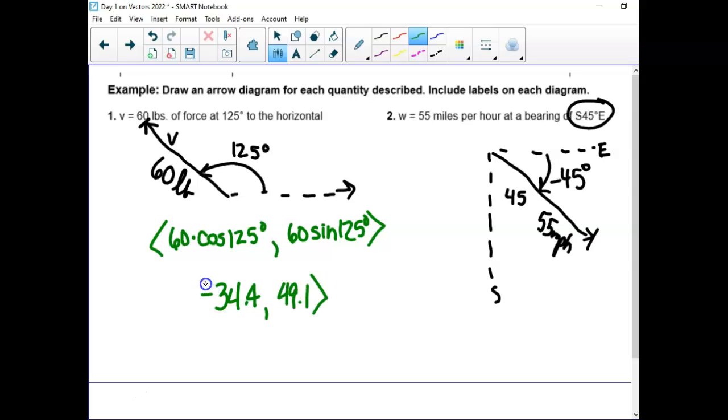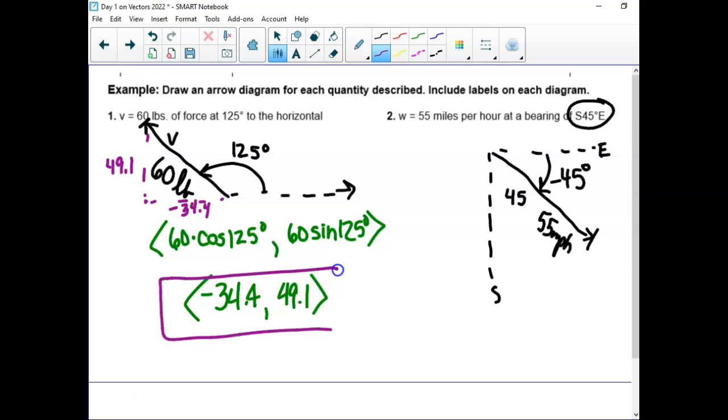Why did it come out negative? Doesn't it make sense that the components are forcing it left and up? Yes, so it should be a negative 34.4 and a positive 49.1. You don't need to draw it on the picture, but it should make sense for that, okay?